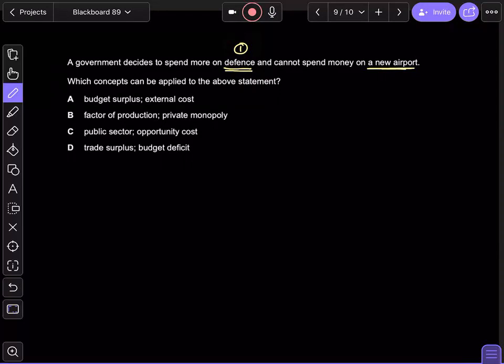So since there are choices, defense and new airport, and choices result in, this is your second alternative, opportunity cost. So the one economic concept that is applied to the above statement is your opportunity cost. Budget surplus, no. Factors of production, no. Public sector, yeah. Opportunity cost. And public sector, what is public sector? Public sector is government, how the government is producing goods, how the government is offering services. So public sector and opportunity cost will be the answer.